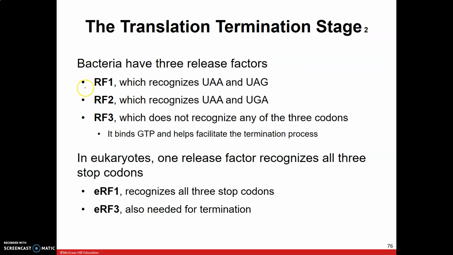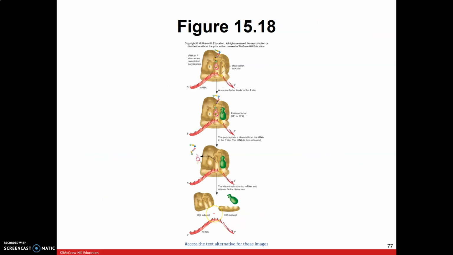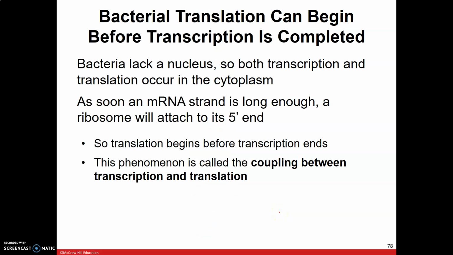So this is in bacteria, okay? Eukaryotes are always going to have these E's in front of them. You have release factor 1 and 3. eRF1 recognizes the stop codons. eRF3 is also needed for termination. However, at this time, it's not clear why. So here's how release factor 1 or 2 in bacterial translation stops the process. And we've talked about this before. It comes into the A site, allowing the release of the protein and breaking apart the entire sequence.